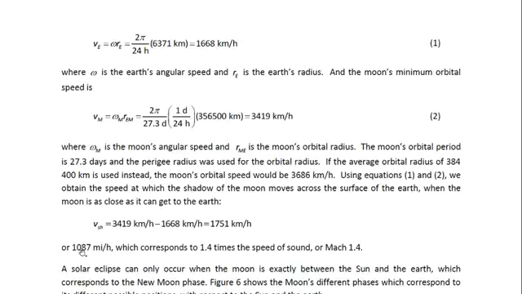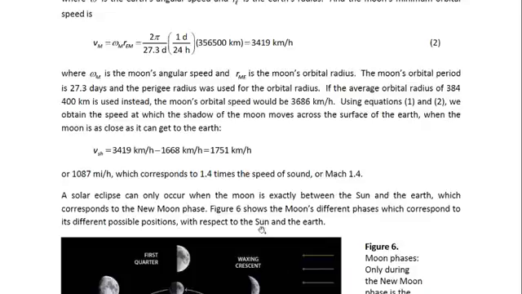Or, in other words, 1,087 miles per hour. So this is how fast the moon shadow moves, where VSH represents the velocity of the moon shadow across the surface of the Earth. And that speed corresponds to 1.4 times the speed of sound, or Mach 1.4. So it moves extremely fast.